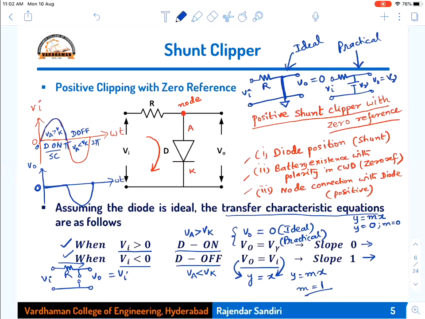Now, if we plot the graph for the transfer characteristic equations, how it will be, we will see in the next slide. I hope you understood the operation of this particular clipper circuit. We have to take the operation for positive cycles and negative cycles, which are referred by the battery connected in the circuit. Here no battery is there, therefore the reference is what? Zero level is the reference.